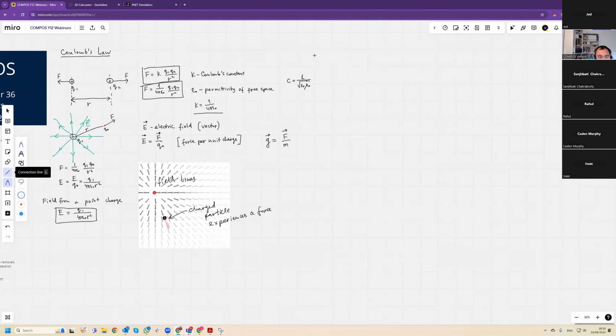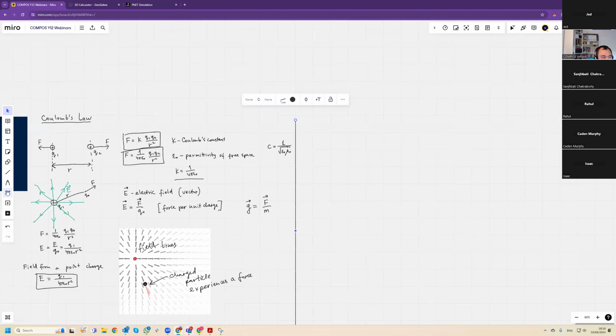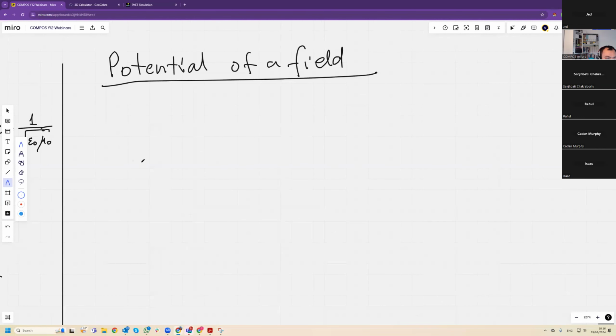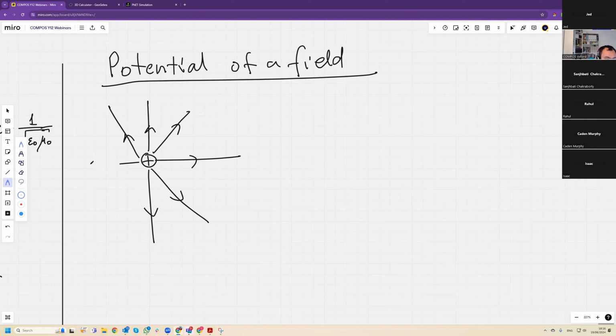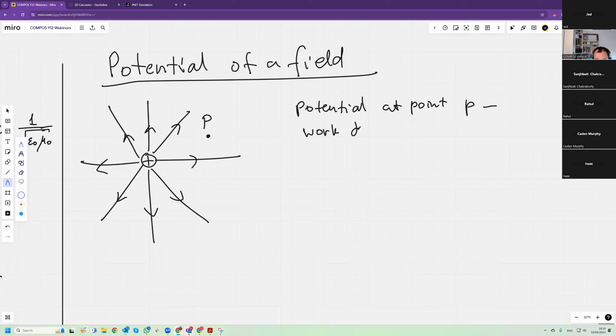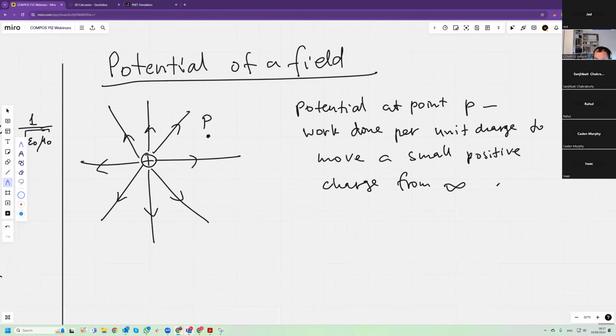Now, I need to briefly mention the potential of a field. Suppose you have a field, an electric field around a charge. The potential at point P is defined as the work done per unit charge to move a small positive charge from infinity to point P.